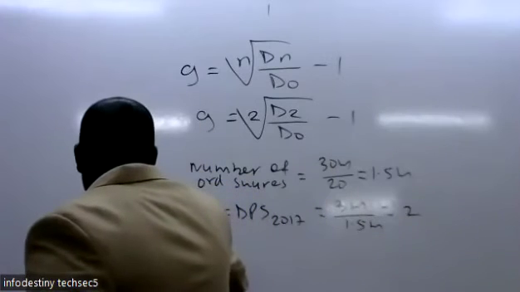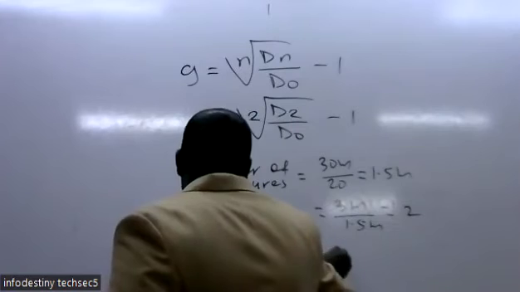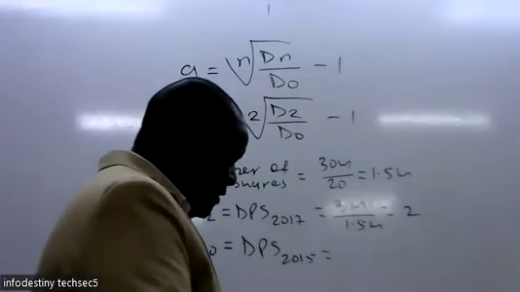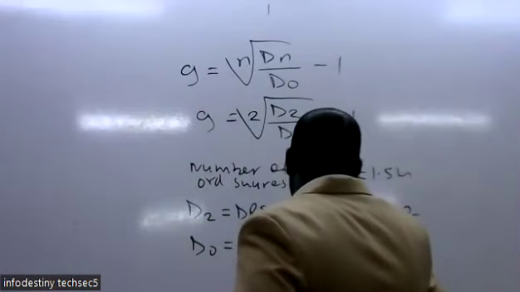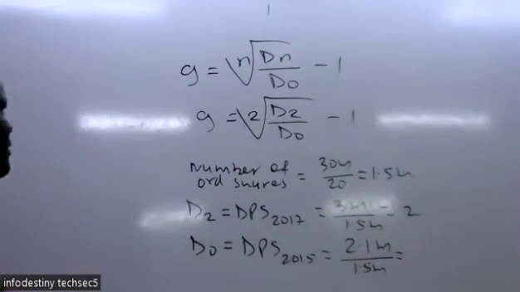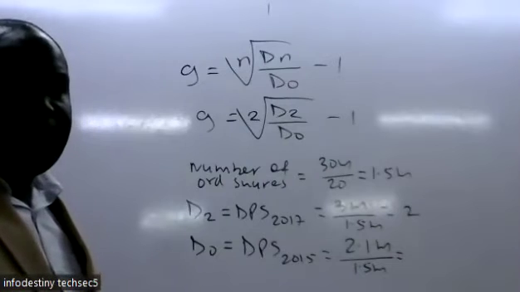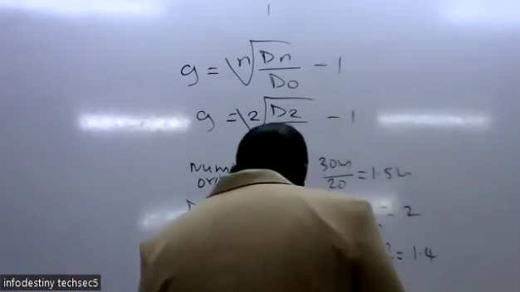We also calculate D0. D0 is the dividend per share in the year 2015. So it will be given by 2.1 million, also divided by 1.5 million ordinary shares. That will give us which figure? 1.4. We get a figure of 1.4.